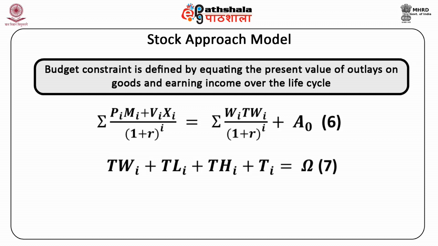TWi + TLi + THi + Ti = Ω, Equation 7. TLi = Ω − Hi, Equation 8. r is the interest rate. Total time available in a given period, Ω, is equal to 365 days. TLi is time lost due to illness.